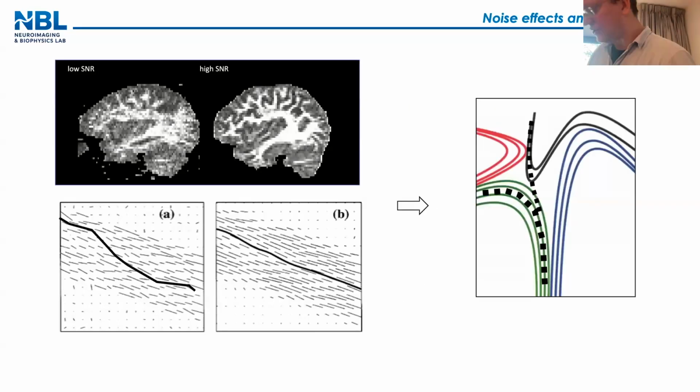The problem with the noise is quite straightforward. If you look at the picture here, you can see good SNR FA, bad SNR FA. Easy because you see this kind of dots. You clearly see the noise of this picture.